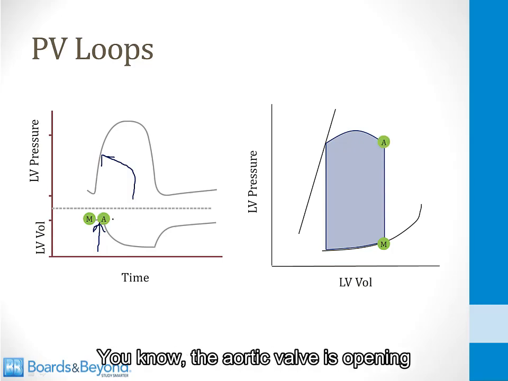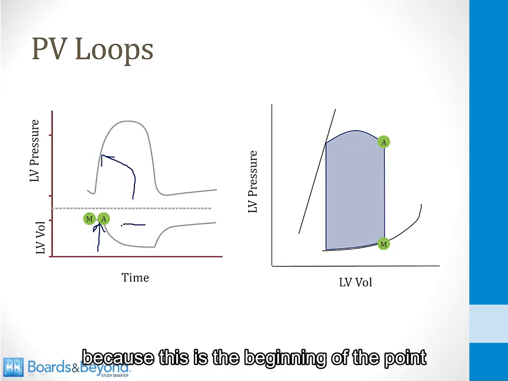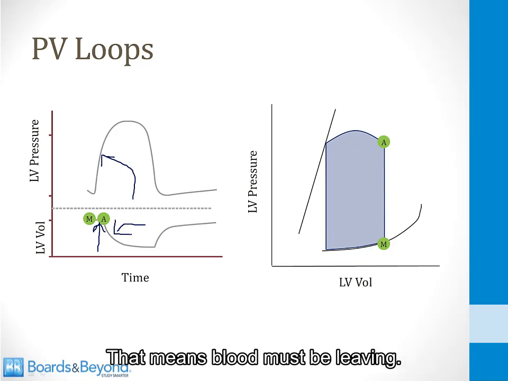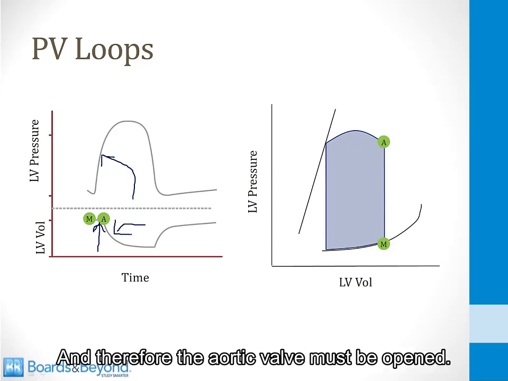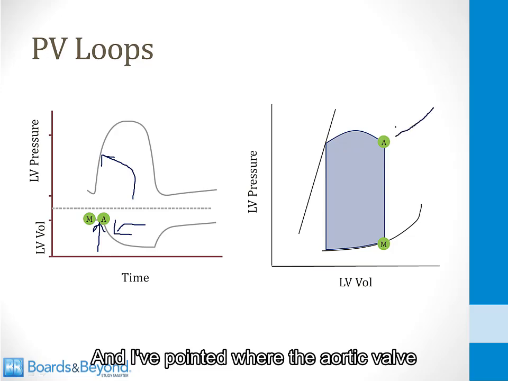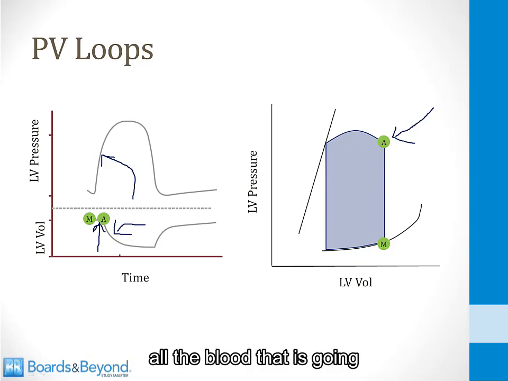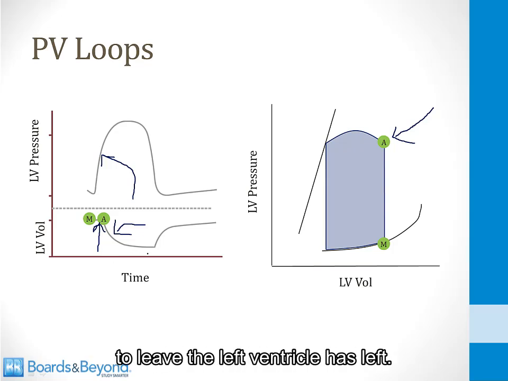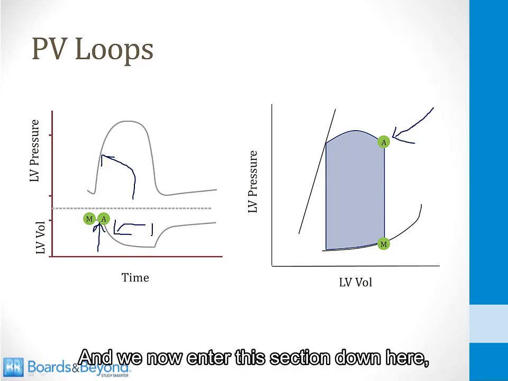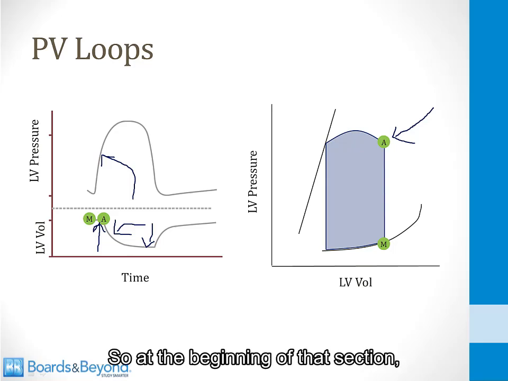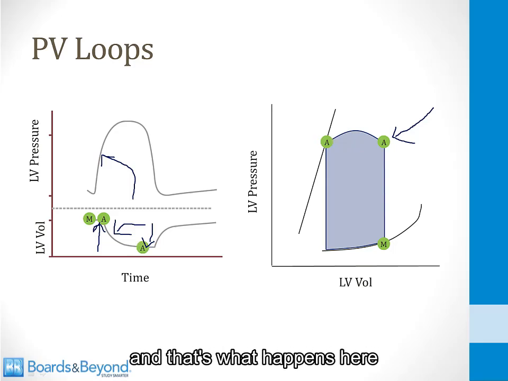the left. You know the aortic valve is opening because this is the beginning of the point where volume falls in the left ventricle. That means blood must be leaving, and therefore the aortic valve must be opened. And I've pointed where the aortic valve opens on the pressure volume loop as well. Now at some point all the blood that is going to leave the left ventricle has left, and we now enter this section down here, which I told you was isovolumic relaxation. So at the beginning of that section the aortic valve must close, and that's what happens here on the left side of the screen, and I've pointed it out at the right side of the screen as well.